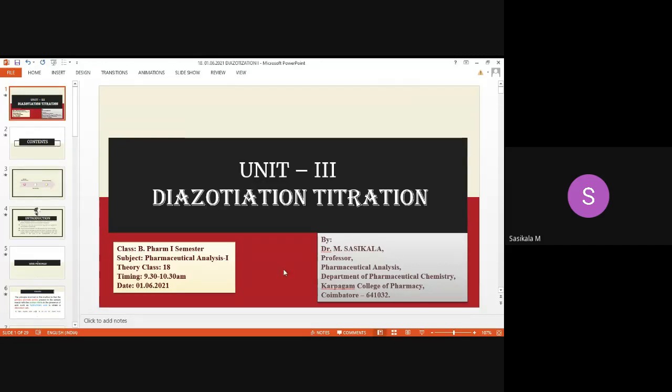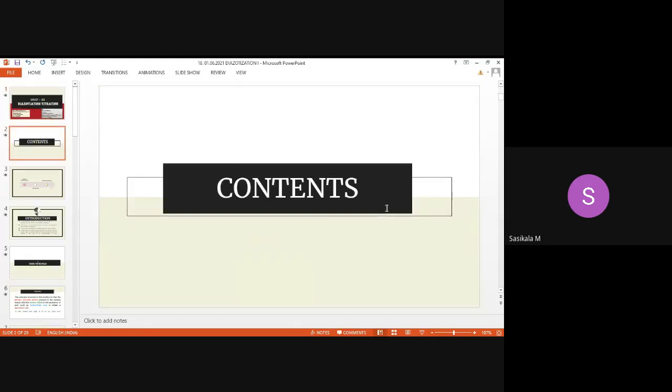Okay, let's proceed. So what is diazotization titration? Diazo means some azo dye is going to form through chemical reaction. That is the process called diazotization. And we are going to titrate the analyte, which is going to form diazo dyes through the titration method. That is a volumetric method. That is the concept we are going to discuss in brief about the diazotization method.